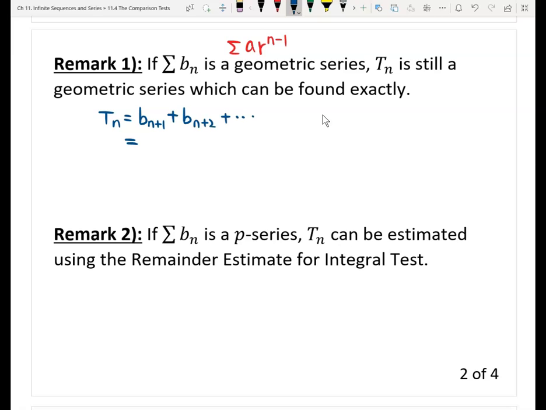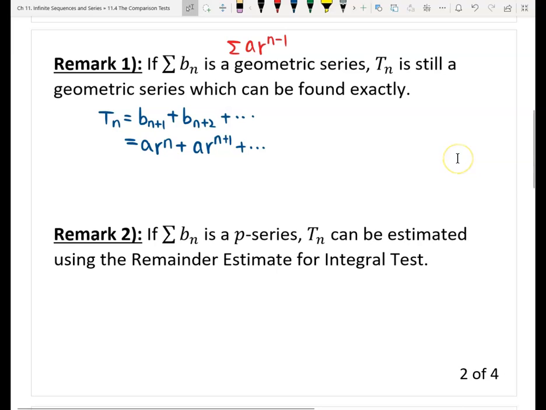What is B n plus 1? It is A times R raised to the nth power, right? And then what is B n plus 2? It is A times R raised to the n plus 1 power, and then it moves on. Can we see now? Is Tn still a geometric series? Yes. The first term is A times R raised to the nth power. The common ratio we see is still R, right?